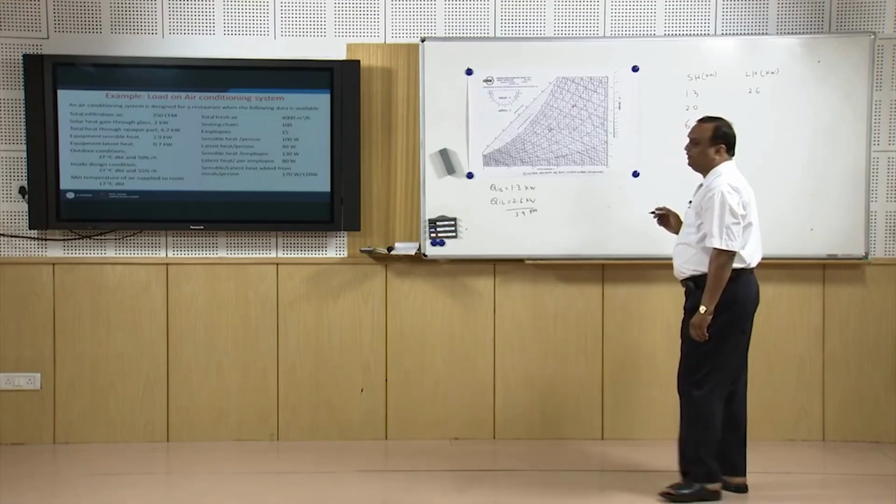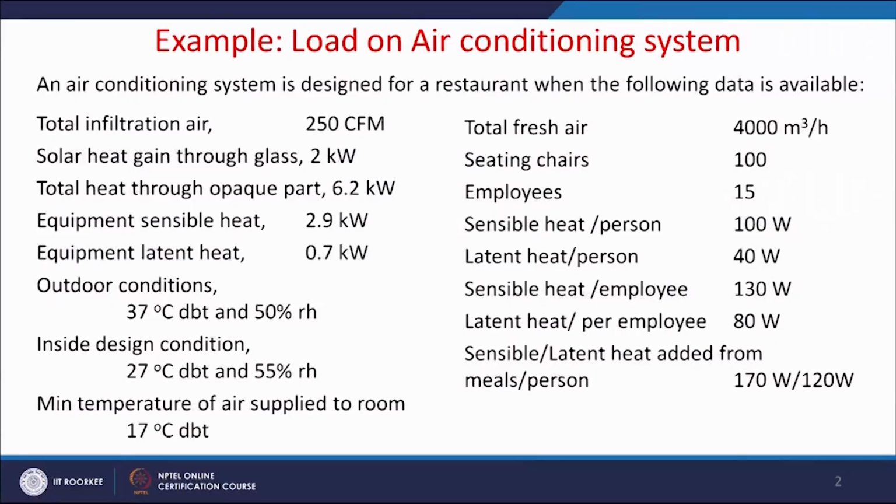Equipment sensible heat that I have already explained to you, that is 2.9 kilowatts. Equipment latent heat is 0.7 kilowatts. And the restaurant has 100 chairs. There is a seating arrangement in the restaurant for 100 persons to sit.